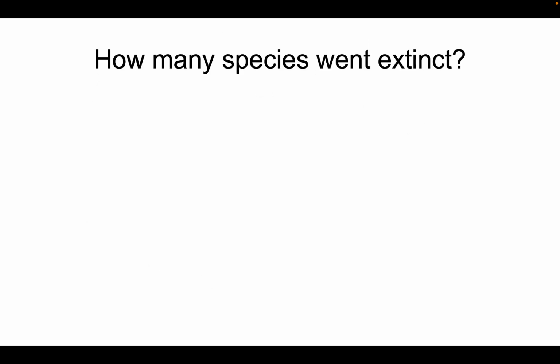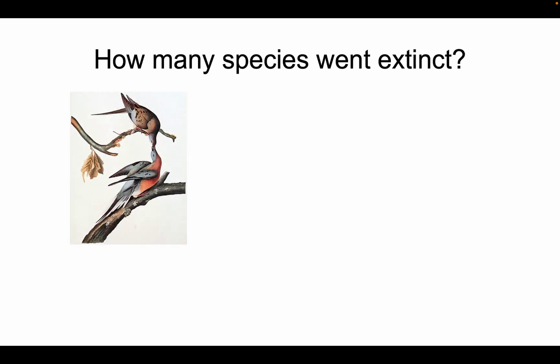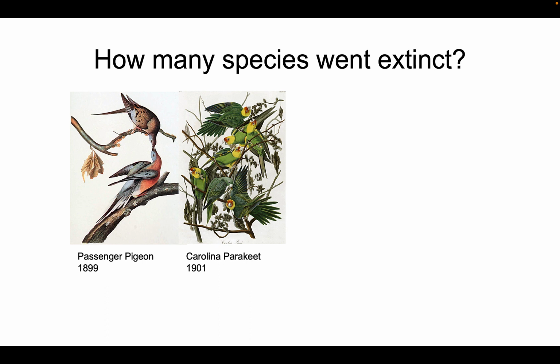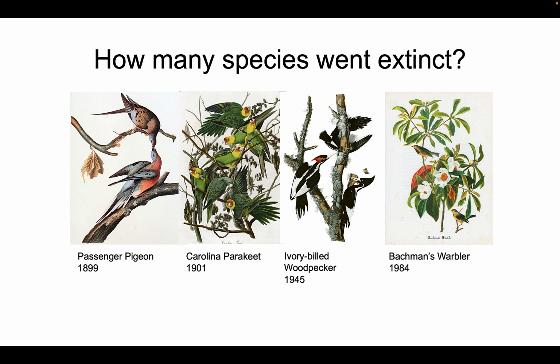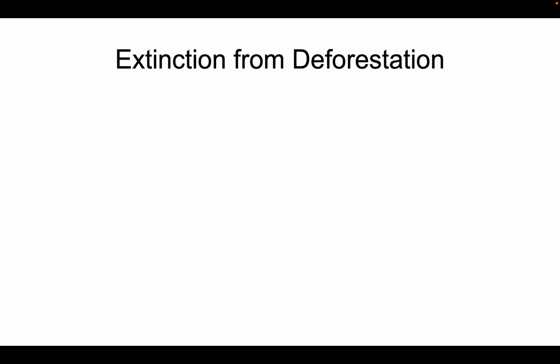So as we think about this, we want to ask the question about what this massive amount of deforestation did in terms of driving species extinct. And what we see is that only a handful of species went extinct. The passenger pigeon in 1899, the Carolina parakeet disappeared from the wild in 1901, 1945 was the last credible sighting of an ivory-billed woodpecker, and 1984 was when Bachman's warbler went extinct, although some people say 1988 was the extinction date for Bachman's warbler.